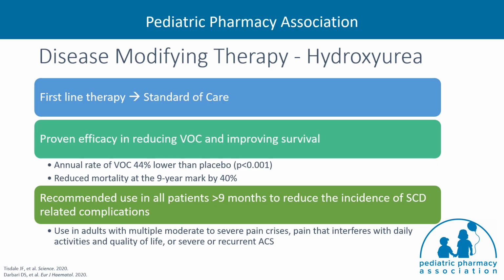So because of this, we recommend its use in all patients over the age of 9 months to reduce the incidence of sickle cell disease related complications. In adults with multiple moderate to severe pain crises, pain that interferes with daily activities and quality of life, or severe recurrent acute chest syndrome, they are also recommended to be using hydroxyurea if they are not already on it.